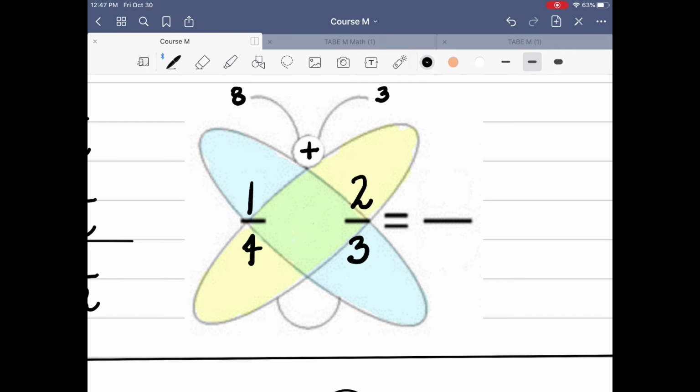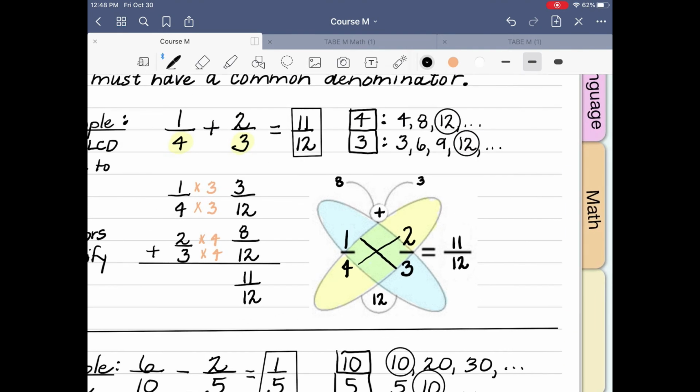I multiply the wings. The yellow wing is 4 times 2. That's this wing. And then this wing is 1 times 3. 4 times 2 is 8. 1 times 3 is 3. You add those to get 11. 8 plus 3 is 11. Then in this part, his backside, his bottom, you're going to multiply 4 and 3. 4 times 3 is 12. And that is the answer that we are looking for.